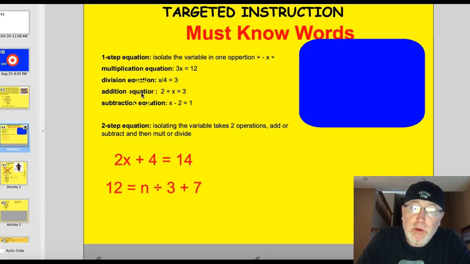Sorry, division equation, yes. Addition equation, 2 plus x equals 3. And the subtraction equation, x minus 2 equals 1. So all of these equations are named for whatever operation they are.